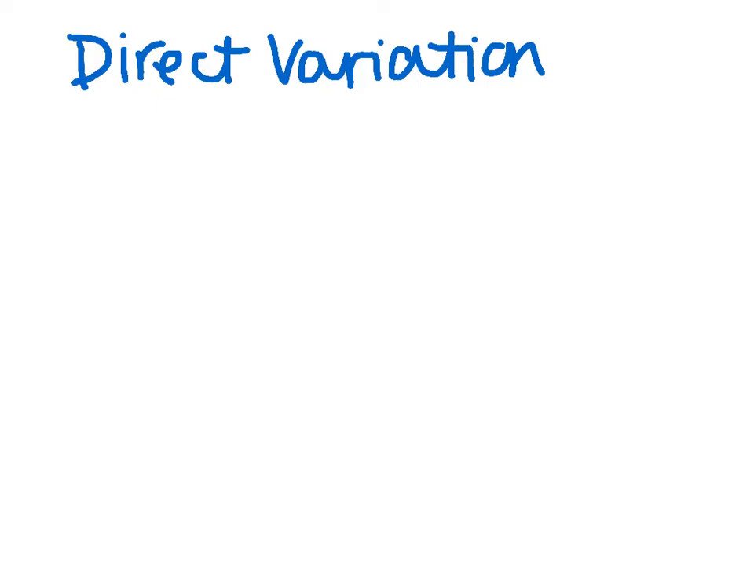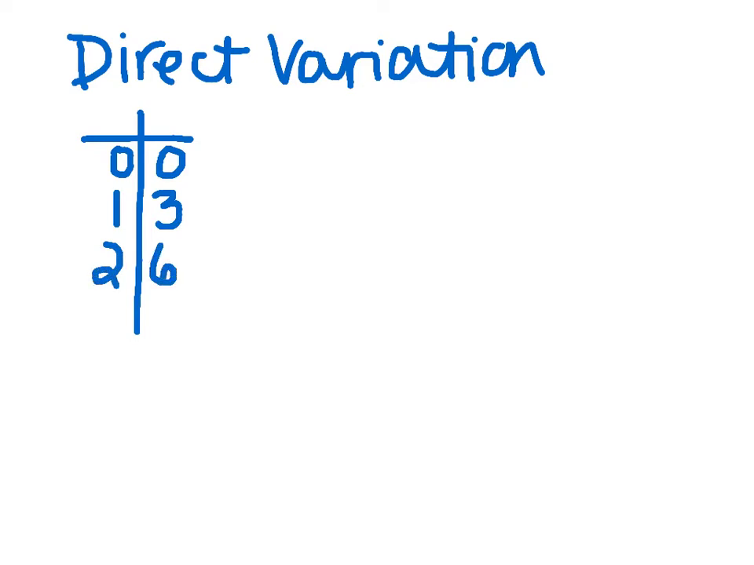Today we're looking at a particular type of function called direct variation, and you'll soon figure out that it's a new name for math that you've done often in the past. I like to begin by thinking of this as a function game. When I plug in 0, 0 comes out. When I plug in 1, 3 comes out. When I plug in 2, 6 comes out.